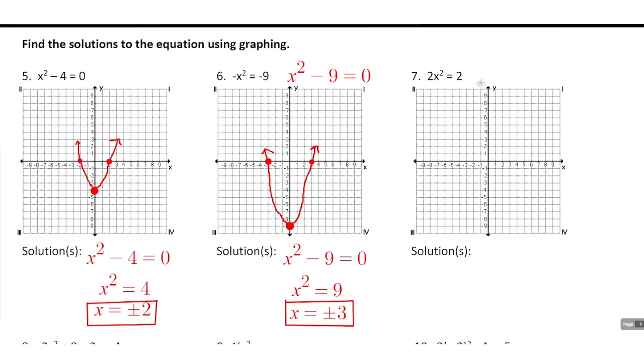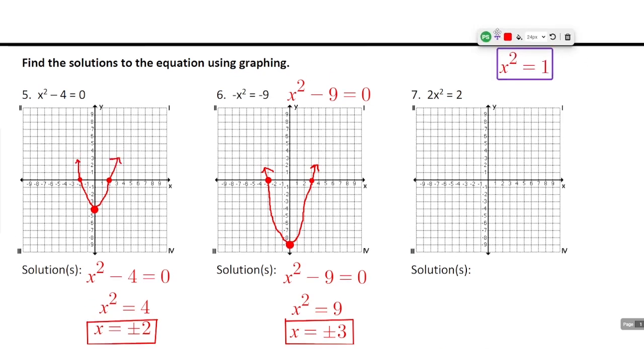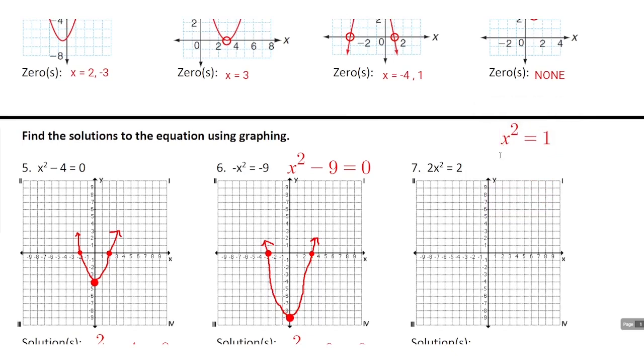Number 7. We've got 2x squared equals 2. I can simplify this a little bit by dividing both sides by 2, and that gives me x squared equals 1. And if I subtract 1 on both sides, I'll have an equation very similar to the ones that I have over to the left here. X squared minus 1 equals 0.